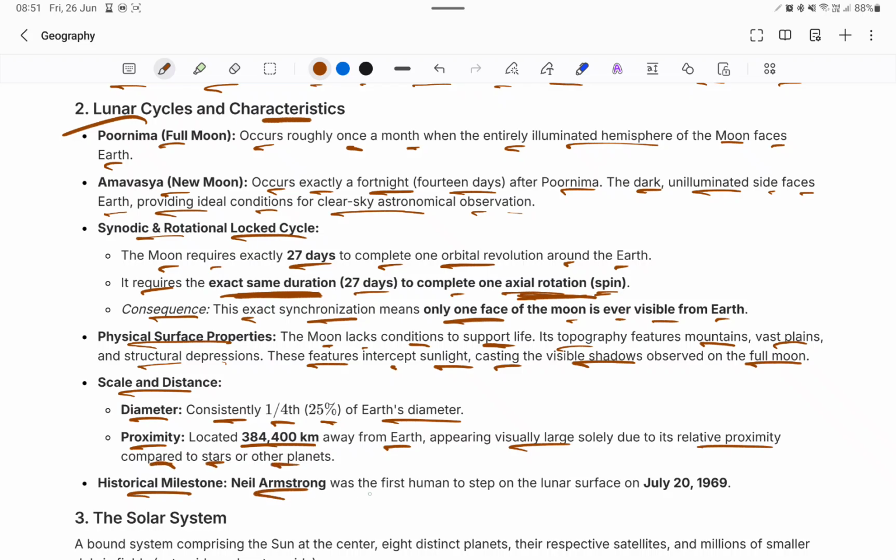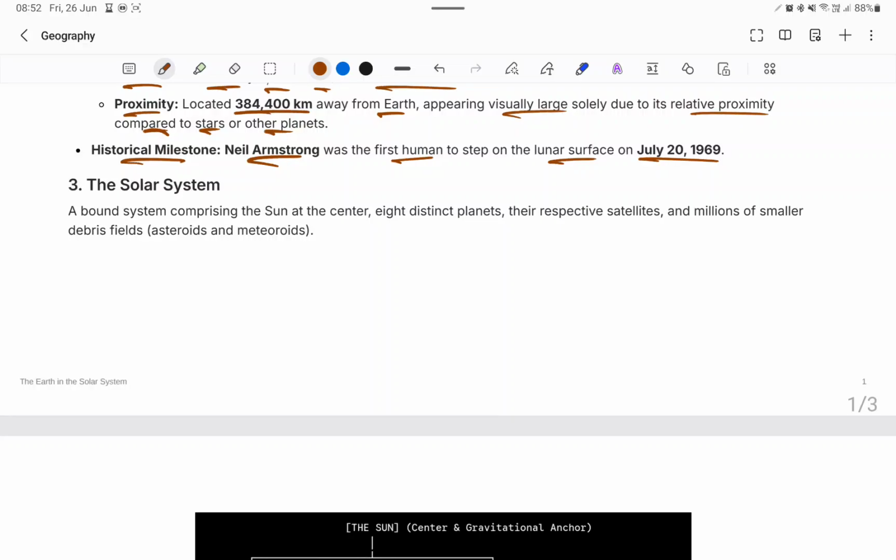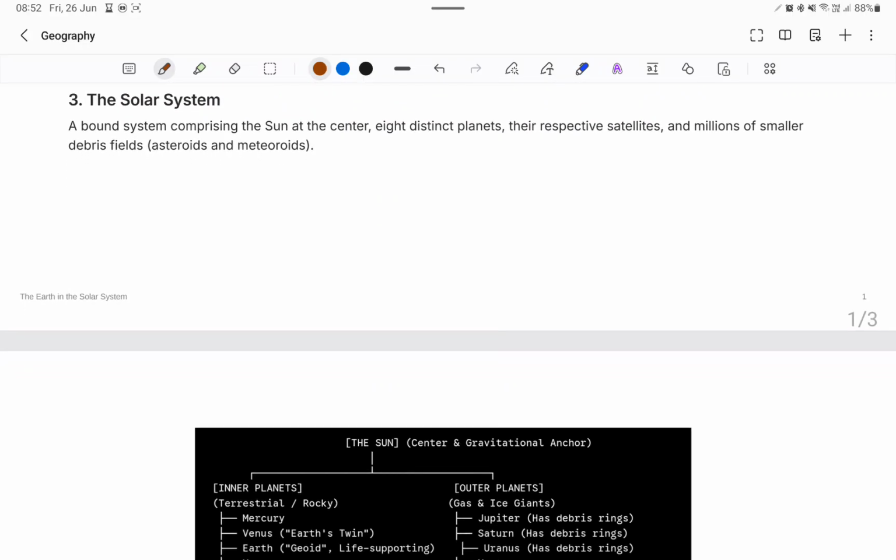Historical milestone: Neil Armstrong was the first human to step on the lunar surface, on July 20, 1969. Next, we have to understand the solar system. What is it exactly? A gravitationally bound system comprising the sun in the center, 8 distant planets, their respective satellites, and millions of smaller debris fields known as asteroids and meteoroids.